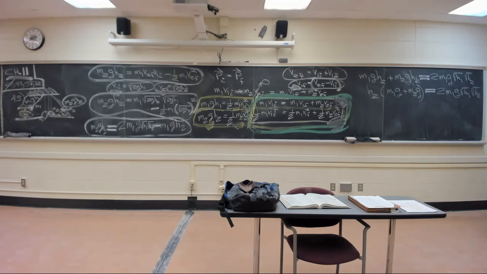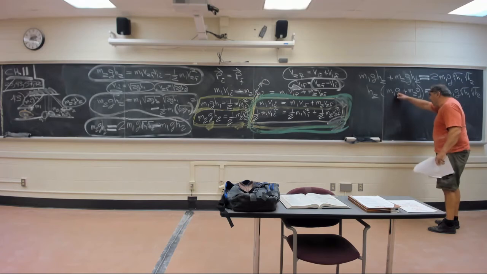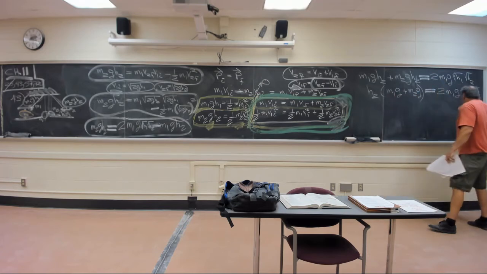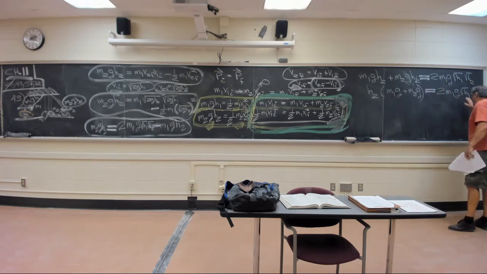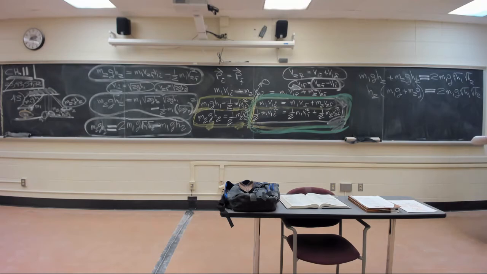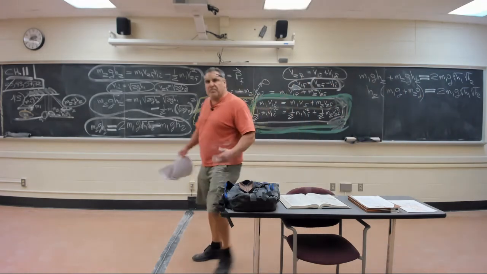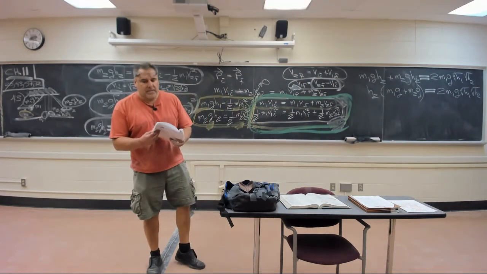Now, is there any way out of the woods here, man? We're trying to solve for H2. Presumably, we know what M1 is. We know what G is. We know what M2 is. We may know H1. We certainly don't know H2. Can we do something here? It depends what assumptions we're making, you guys.